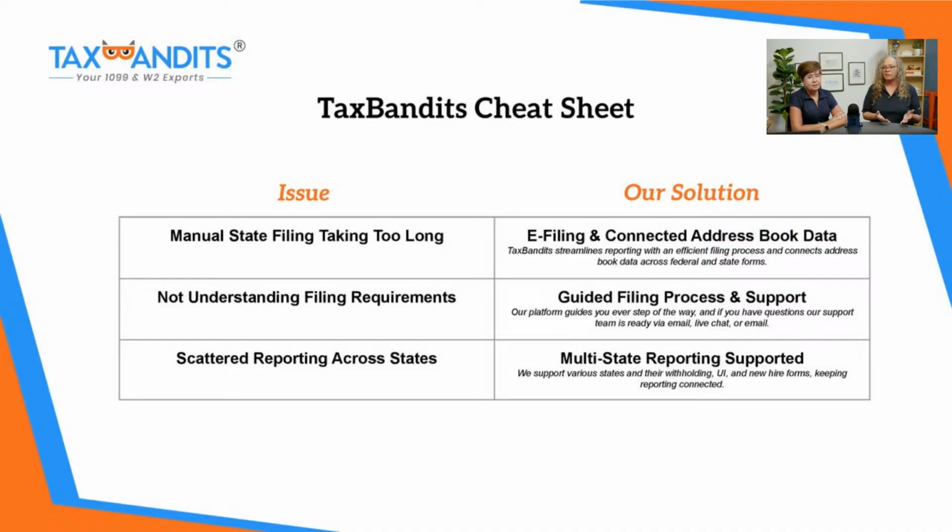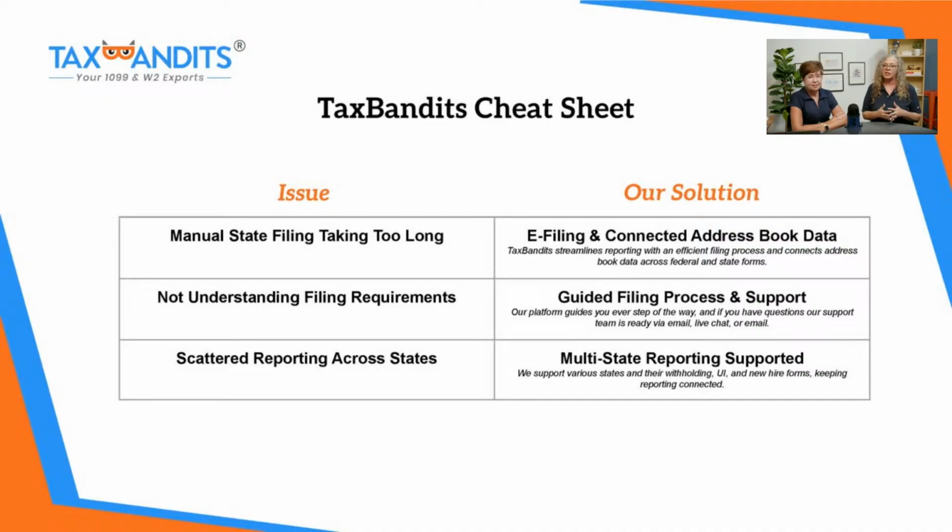Not understanding the filing requirements, we have a guided filing process and support. So if you're going through the process and you're trying to file your form and it just keeps not going anywhere, typically there's a box that's not filled. It's going to be red, it's going to have an asterisk, and it's going to ask you for that information. If you still can't get through that, please contact us. We will help you figure out which box is missing.